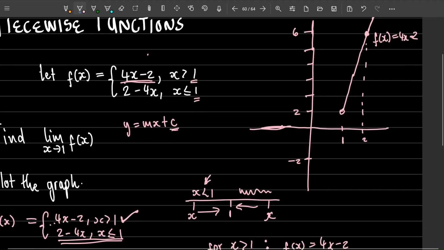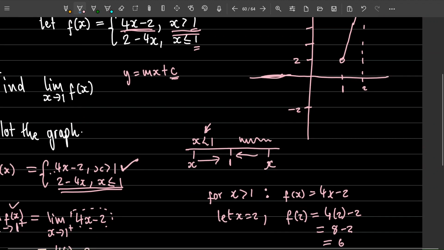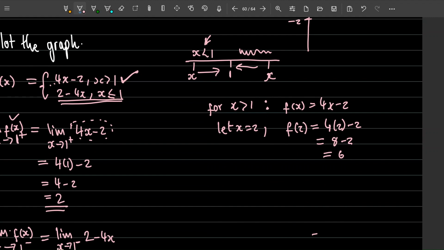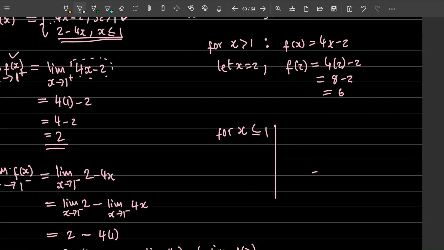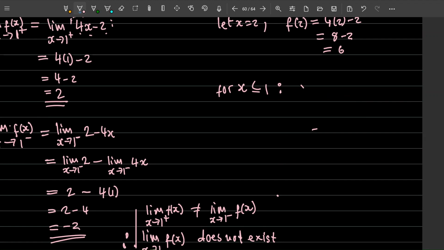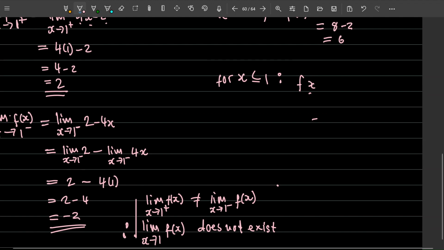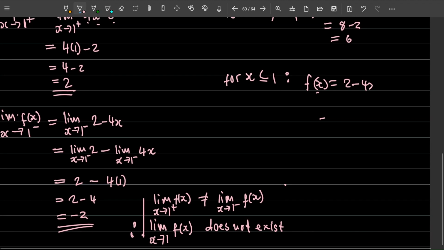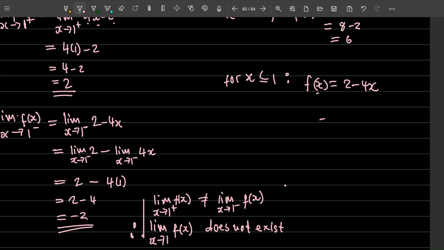But the reason why we left a hole is we are only getting greater than 1, so we can't take 1. Now let's go to the next one. You say 4x less than or equal to 1. Okay, that means your f of x will be equal to 2 minus 4x. So we are going to take a value of x that is less than or equal to 1.